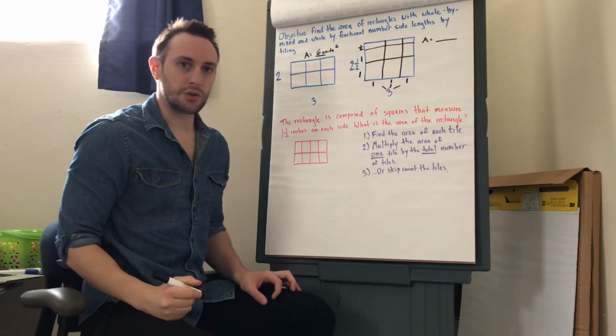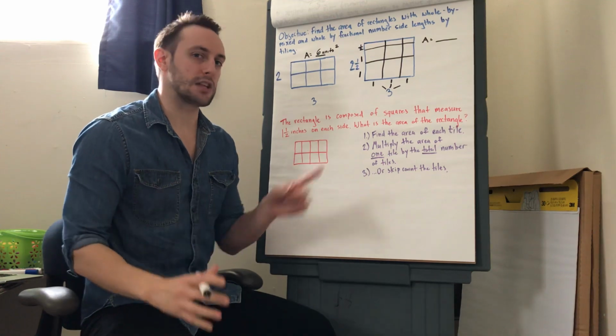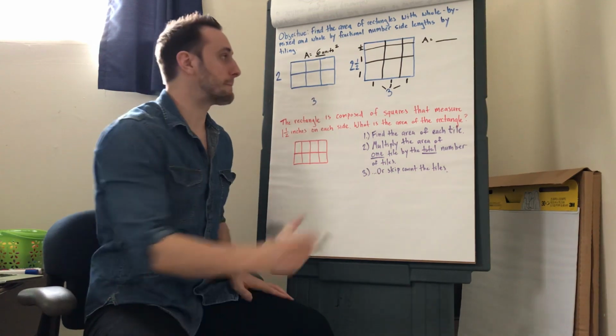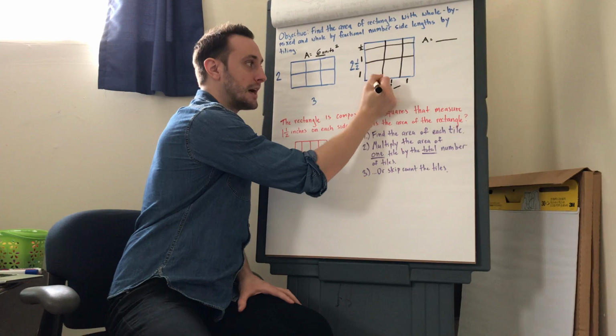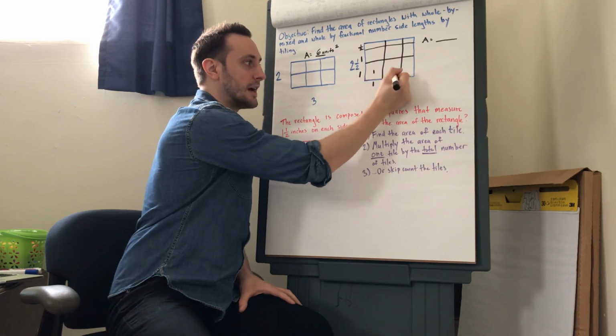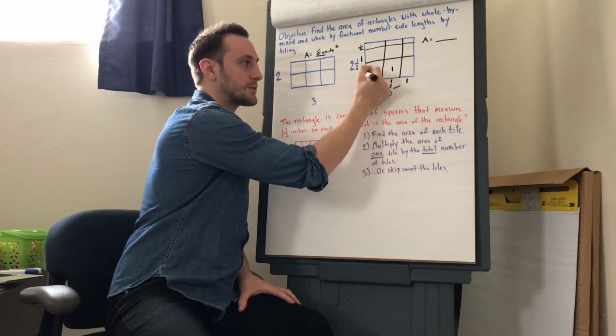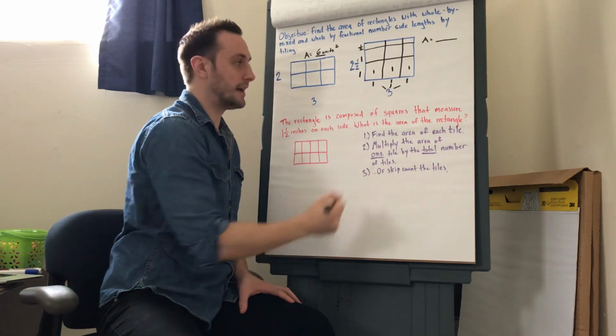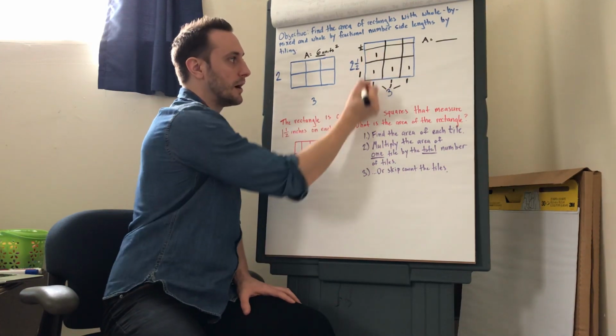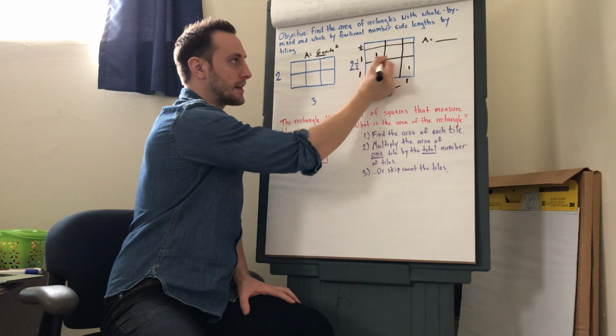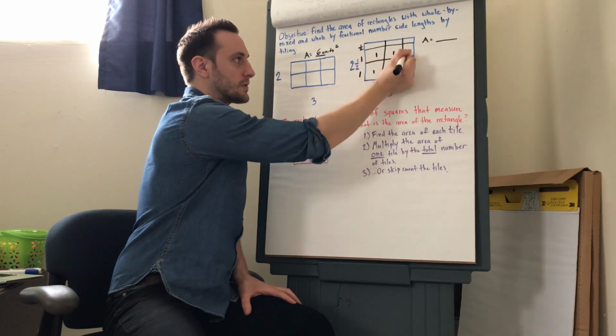So now we can use a very similar strategy to what we used in the previous example. We're going to count the tiles. So 1 times 1 is 1. 1 times 1 is 1. 1 times 1 is 1. Okay? 1 times 1 is 1. 1 times 1 is 1. 1 times 1 is 1.